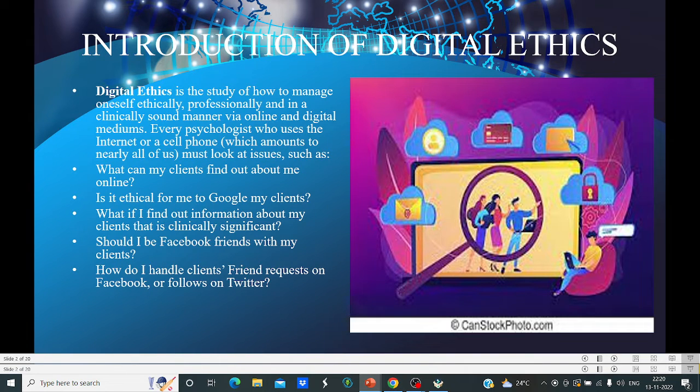First, digital ethics is the study of how to manage oneself ethically, professionally or clinically through online and digital mediums. Every psychologist who uses the internet or a mobile phone, which means nearly all of us, must look at some technical or digital issues. There are certain issues, and some questions are raised under digital ethics.